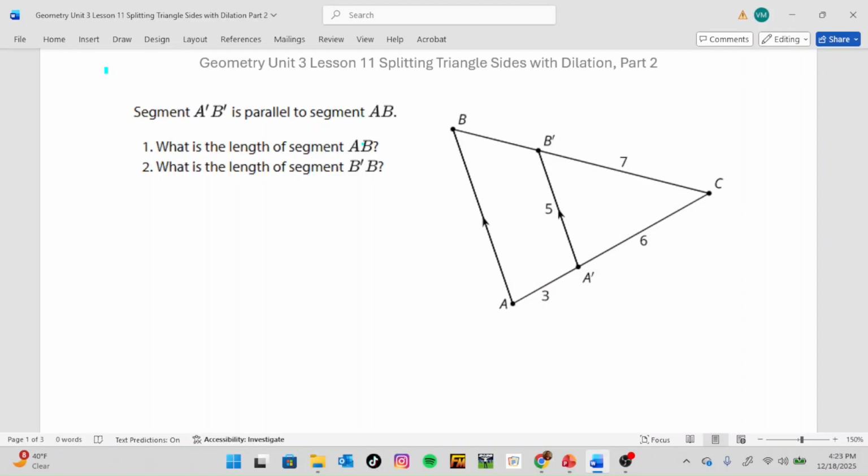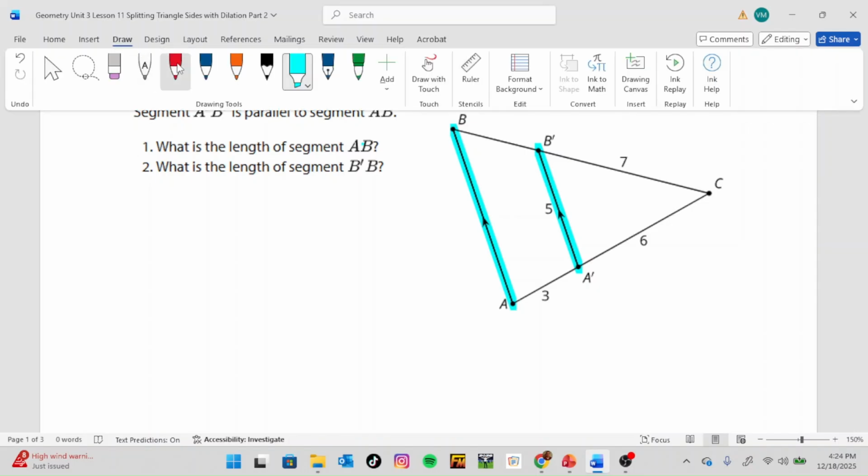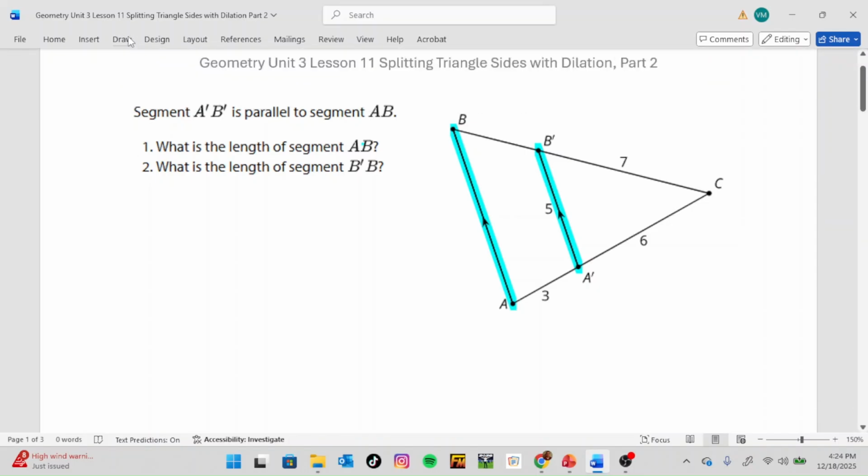Practice problem number 1. Segment A prime, B prime, that is this segment that I'm highlighting in blue, is parallel to segment AB. That is this segment that I'm also highlighting in blue. So question 1 wants to know, what is the length of segment AB? You can pause the video here if you would like to try and solve this on your own.